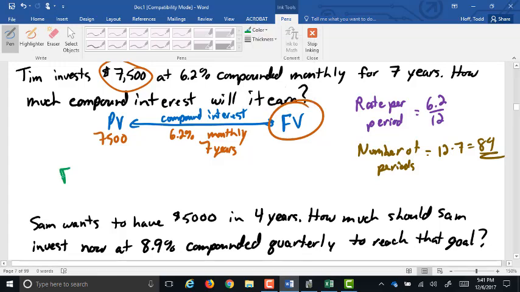So our future value is going to come out of our formula, which is our present value of 7,500. Now here's really the only difference in the formula. Is this next thing going to be times or divide? Times. We're getting larger. 1 plus my rate, 0.062 divided by 12, because it's 12 periods per year, to the power of 12 times 7, which we've already figured out is 84.